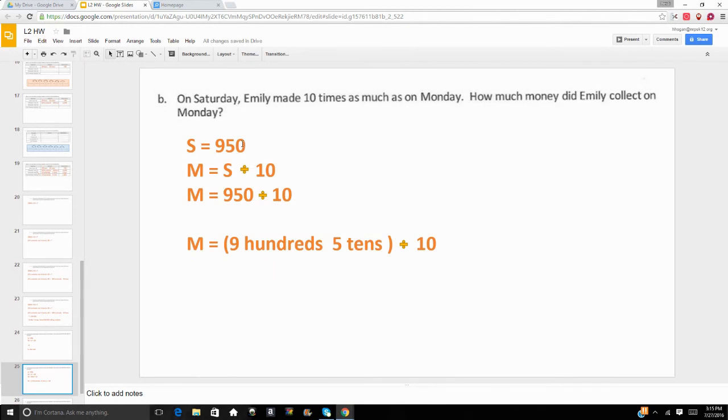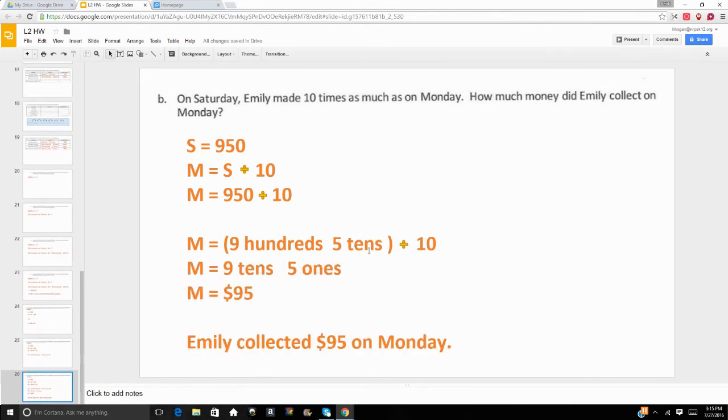So Saturday is 950. And we're dividing it. So 950 divided by 10. So we're making our expression 900s, 5 tens divided by 10. Well, if we change from the hundreds place and we move over, we're moving into the tens. And instead of the tens, we move into the ones. So 9 tens and 5 ones is 95. So Emily collected $95 on Monday.